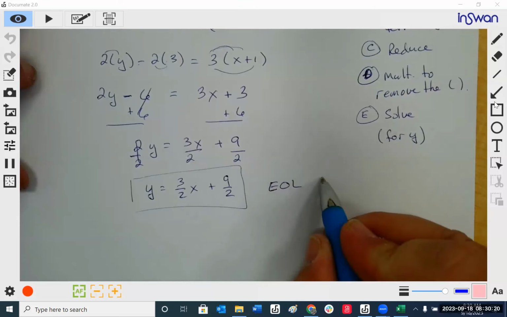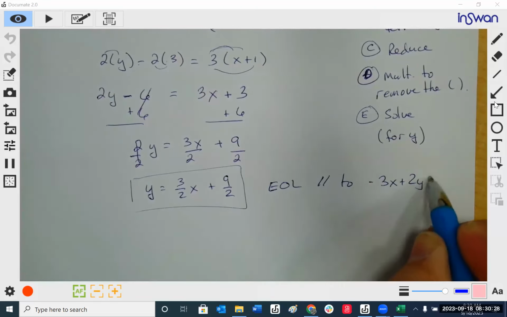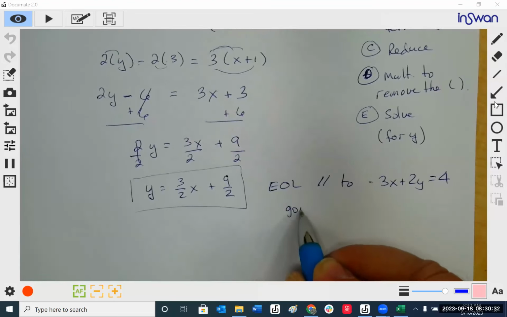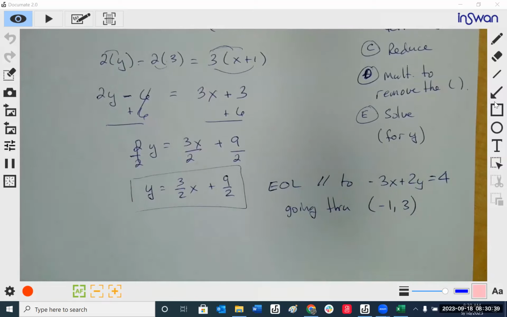This is the equation of the line parallel to there. And that's the answer. That's the equation of the line parallel to this equation going through the point negative 1, 3. Pretty straightforward. If you know the steps, yes, it's pretty straight. It's all step by step by step. There's nothing we can change.